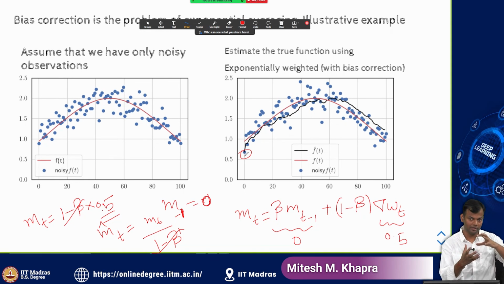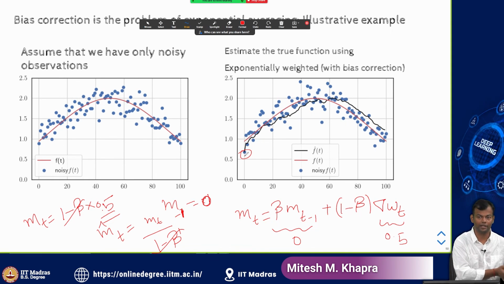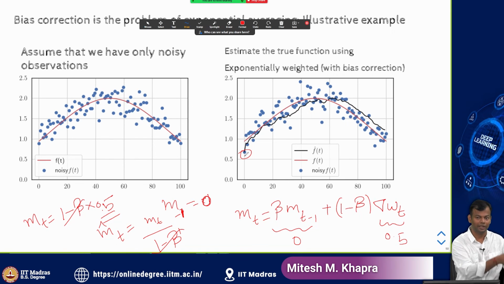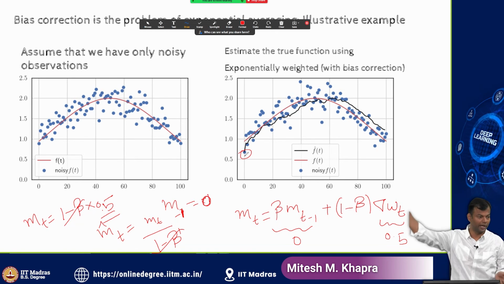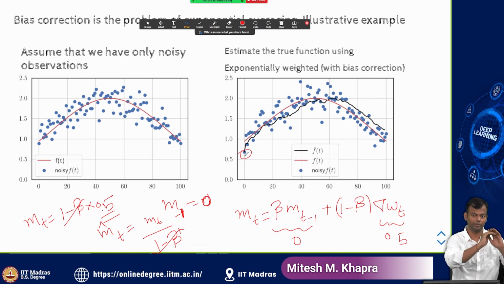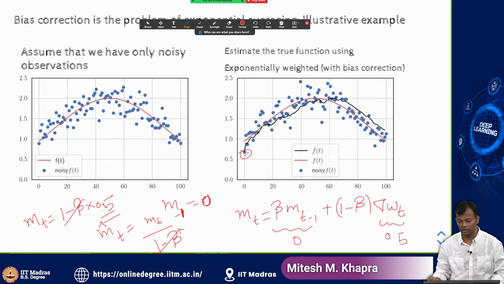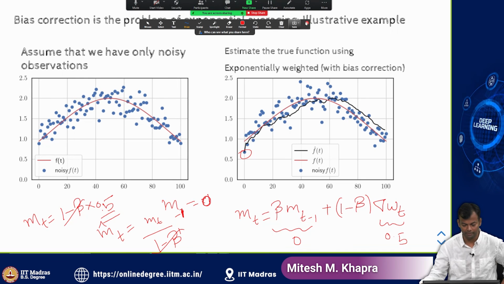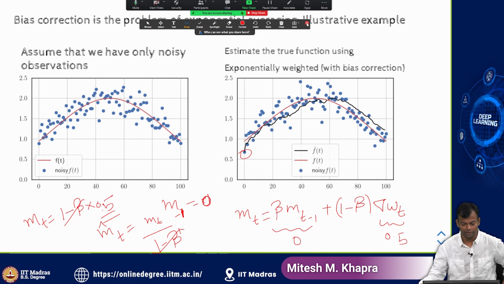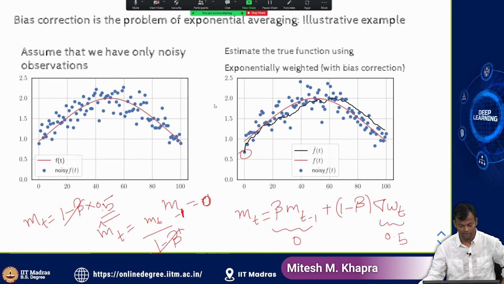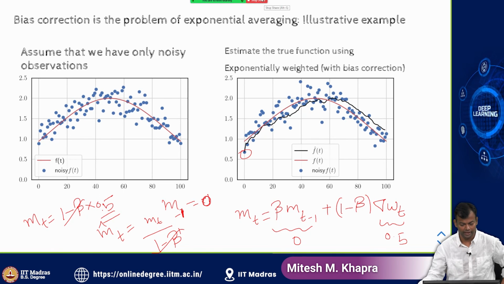Because it does not have this weight of 0 pulling it down. Earlier it started off at 0, then it got stuck there and it took a while to get the shape of the function, but now it has started from the right point and it's closer to the function. So that's what happens in the case of exponentially moving average, and that's why we use this bias correction in the case of Adam.